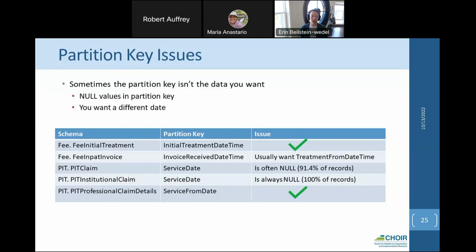So how do you navigate around this? I have come across this issue mostly because I've gotten yelled at, and I will absolutely admit it, for using the PIT tables and being told that I'm not using the partition key. And then my response to Bissell is usually, it's null. And their response is usually, oh. So what can you do?